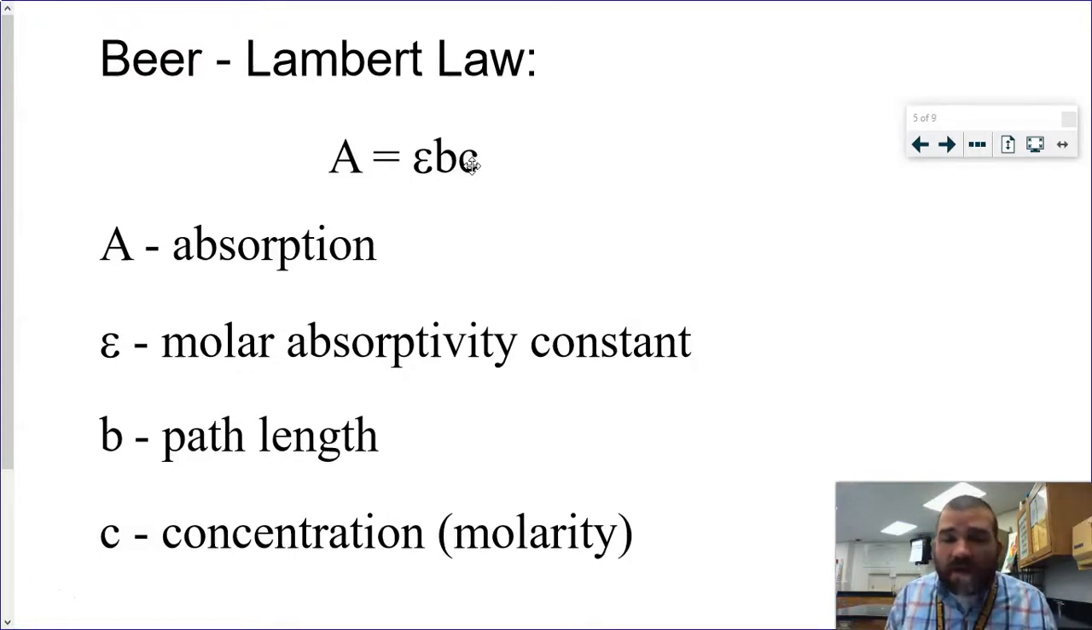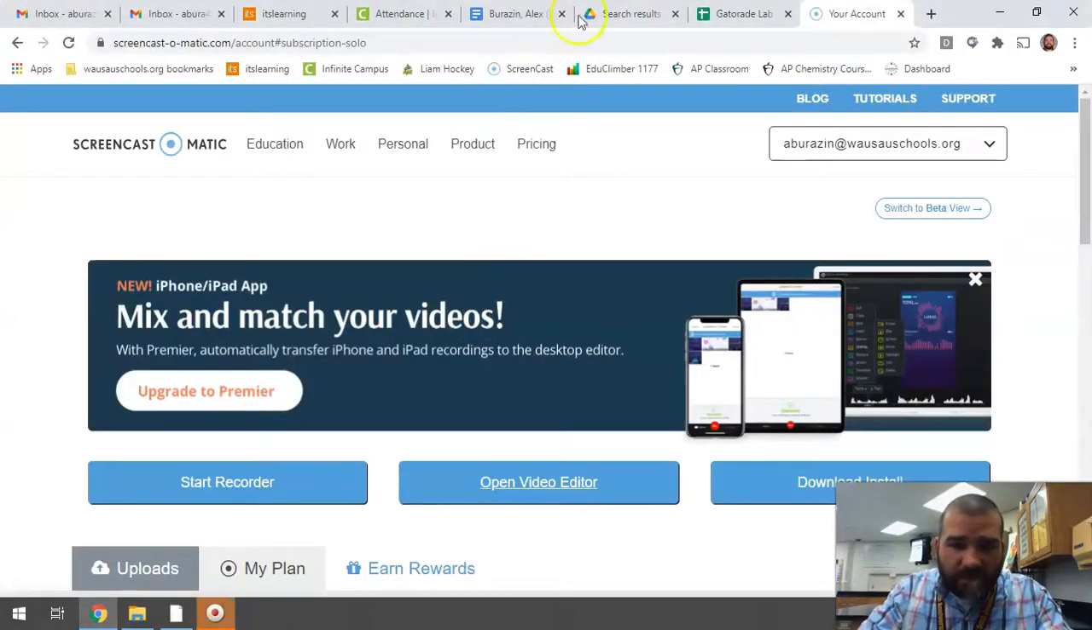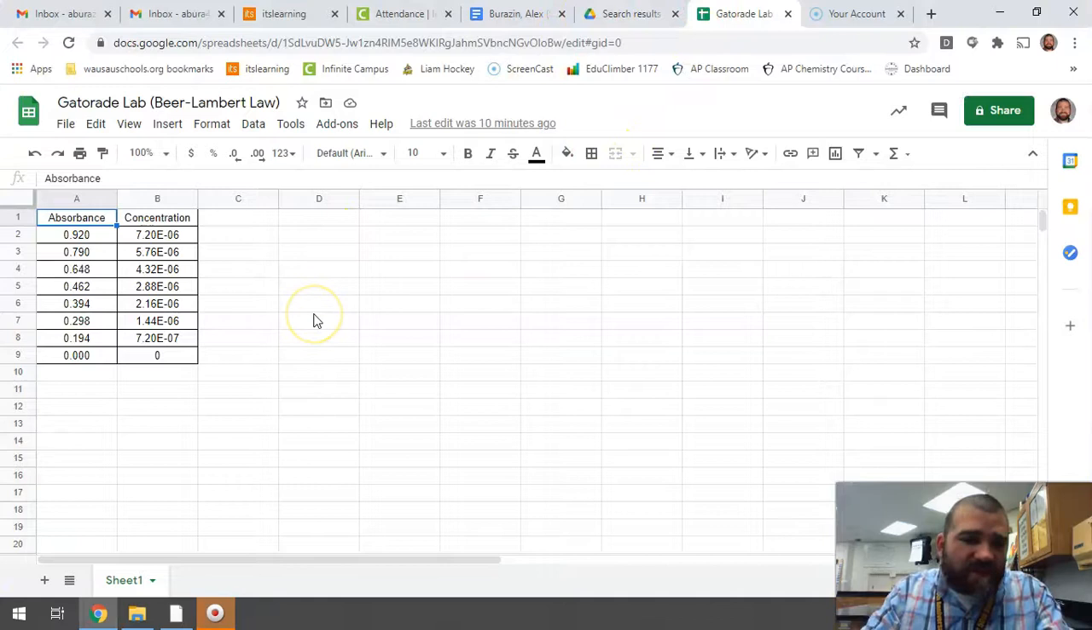In the plans, I had a link. You might have already opened it. It was a link to the Beer-Lambert law, or the Gatorade lab Google Sheet. We're going to use Google Sheets to make our graph today. So if you have that open, let me switch over to mine. It just looks like this.